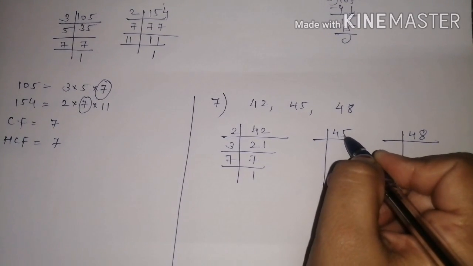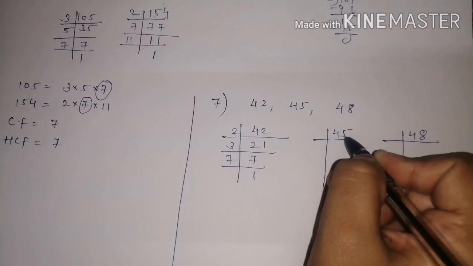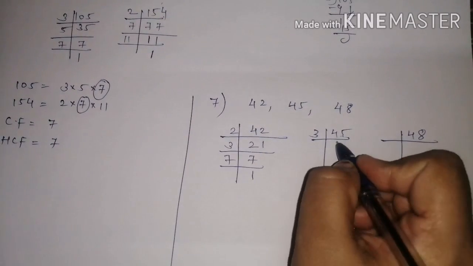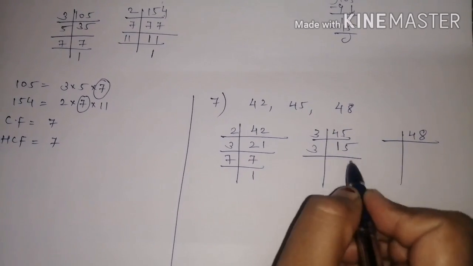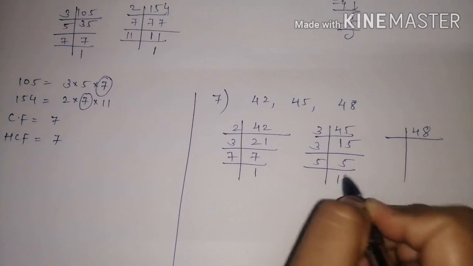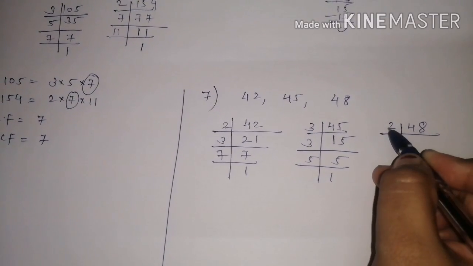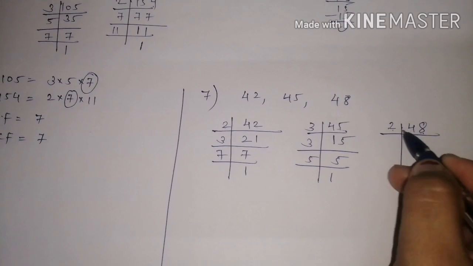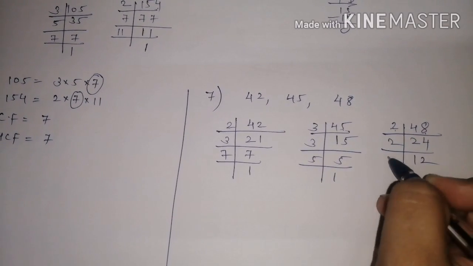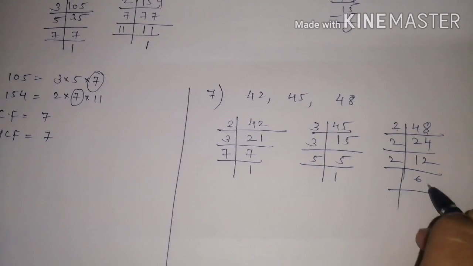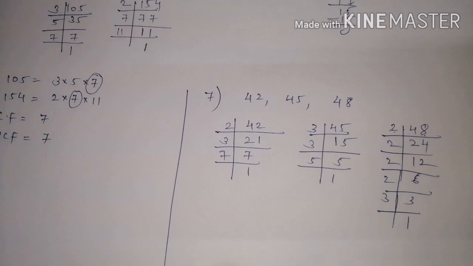45, 2 it will not go because units place it is 5. 4 plus 5 is 9. It will get divided by 3. 3 1s are 3, 1 remaining, 3 5s are 15. 15 comes in table of 3. 3 5s are 15, 5 1s are 5. 48, units place it is 8. It will get divided by 2. If you divide 48 by 2, 2 2s are 4, 2 4s are 8, 2 12s are 24, 2 6s are 12, 2 3s are 6, 3 1s are 3.